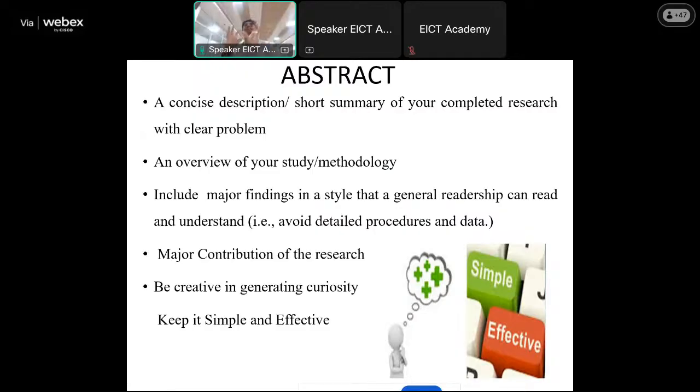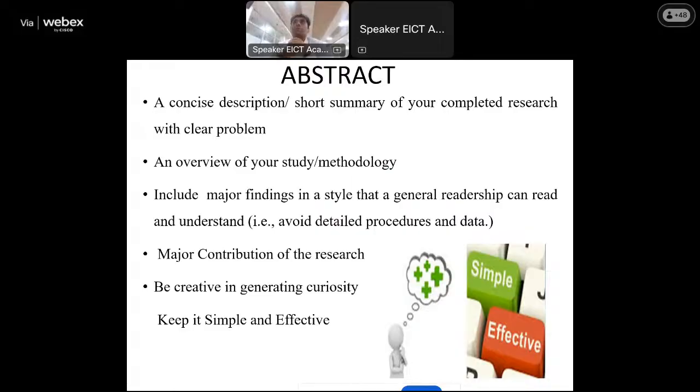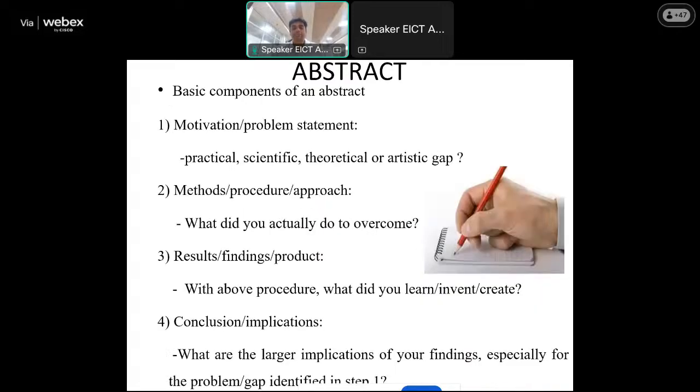If there is nothing good, or only some general observation is written inside the abstract, it will lessen the reader's interest in reading the paper. So some curiosity should be developed while writing the abstract. It should be simple and effective.